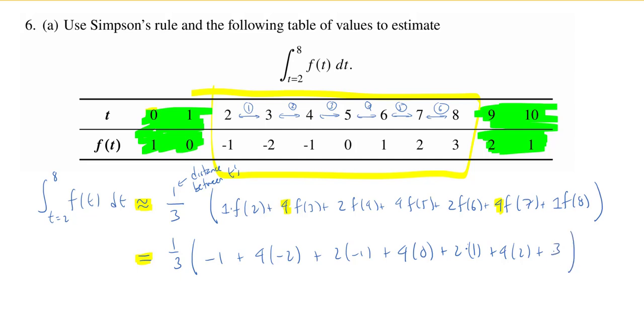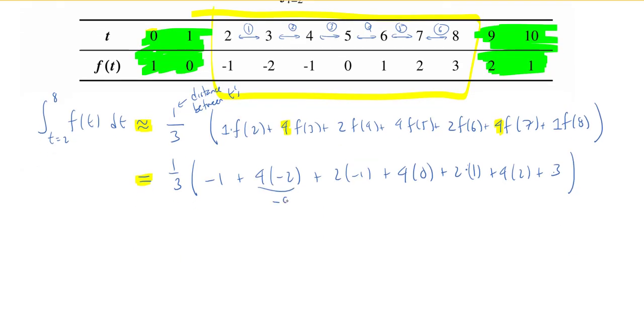All right, and now we're just doing easy arithmetic, right? This is -8. This is -2. This is 0. This is 2. This is 8. Okay, let's put it together. So I have 1/3 times, -1 and -8 is -9. Plus -2, we get -11. Plus 0, still -11. Add 2, we're back to -9. Plus 8, we're at -1.